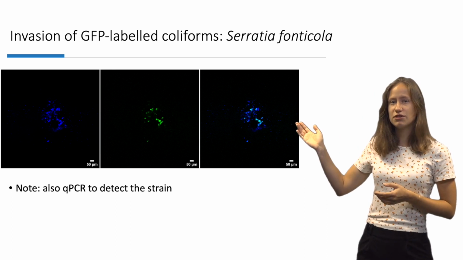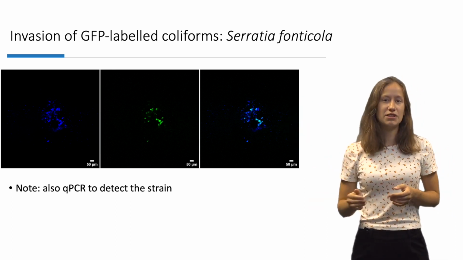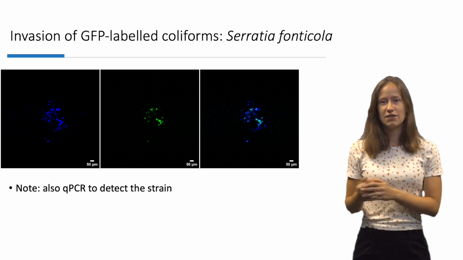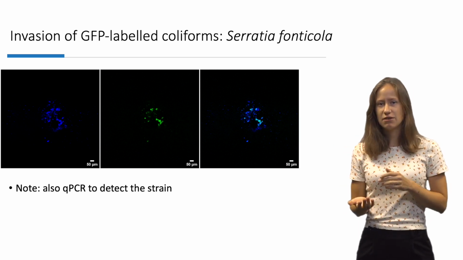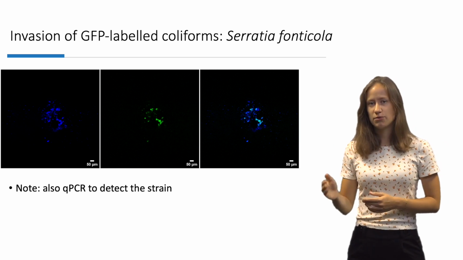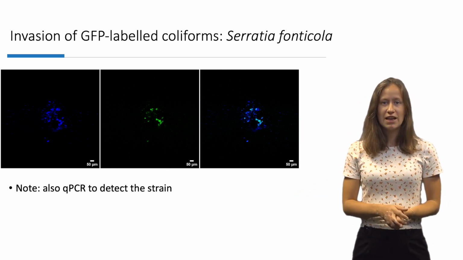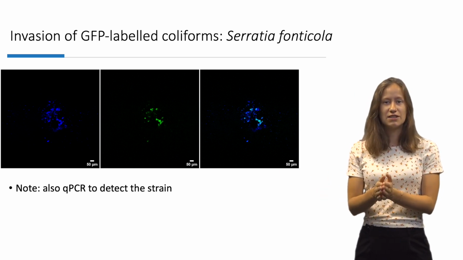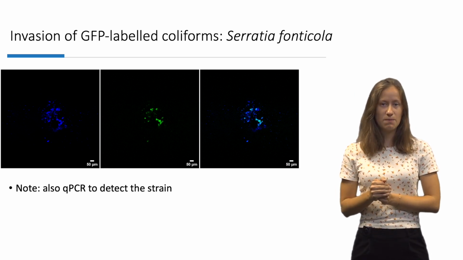Here you can see the results of one of our monitors. So in blue again, you see the DAPI stained cells. In green, the GFP labeled coliforms, and an overlay picture of both. But for this application, the technique confocal microscopy is difficult to quantify. So we also performed qPCR to detect if the green fluorescent gene was present, and as both techniques give a positive detection, we could conclude that Serratia fonticola was able to settle in the drinking water biofilms.